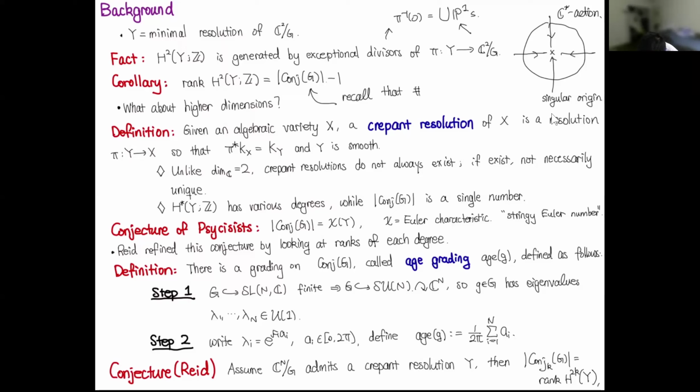Recall that the number of irreducible representations of G is equal to the number of conjugacy classes of G. But minus 1, because there is a trivial representation, which corresponds to the fact that H0 of Y is actually the same as Z, which is trivial.